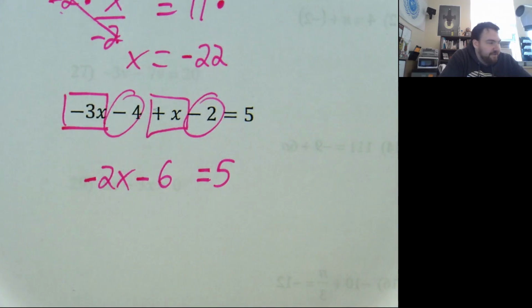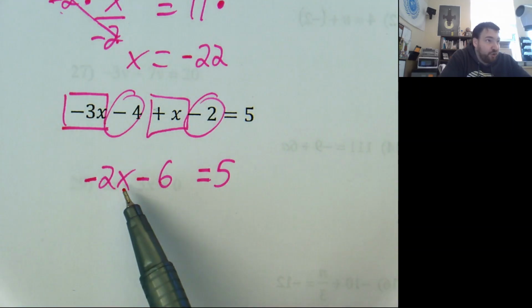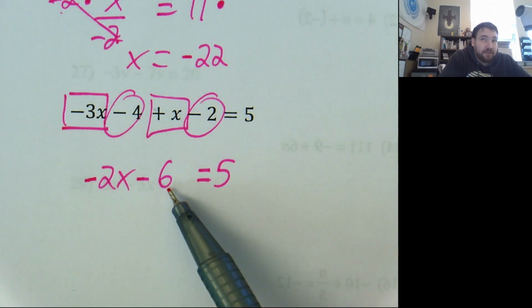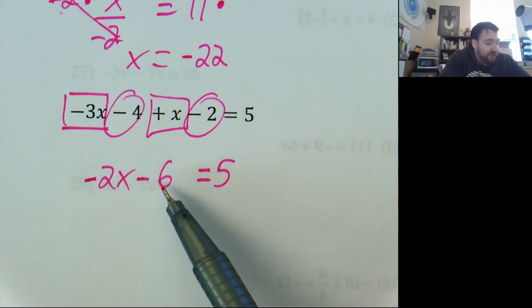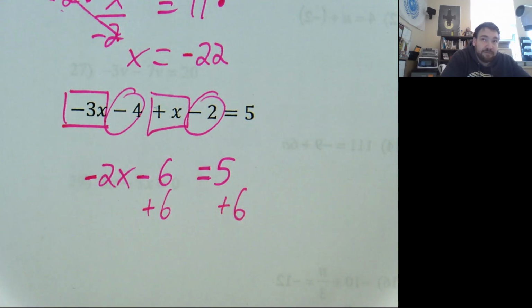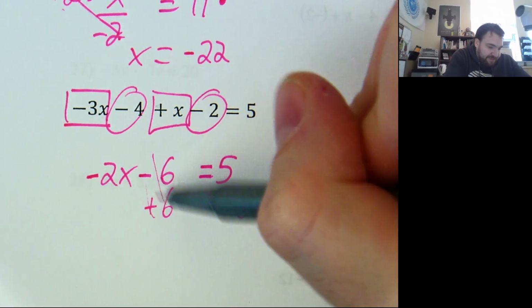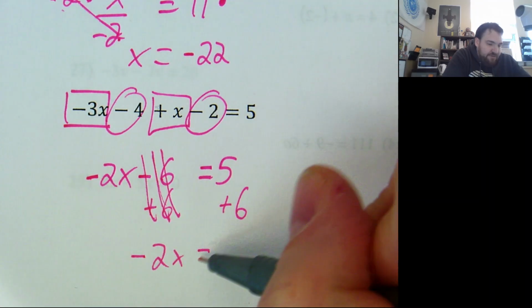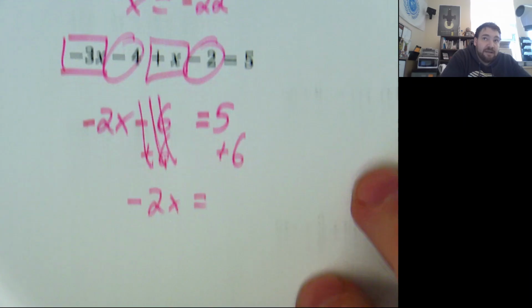And then this is no different than the very first question we looked at today. To get the x by itself, I'm going to start with the furthest terms away. That's this guy here. If I'm subtracting 6, the opposite of subtracting 6 is adding 6, and whatever I do to one side, I have to do to the other. -6 plus 6 is 0. I've got -2x equals 5 plus 6 is 11.